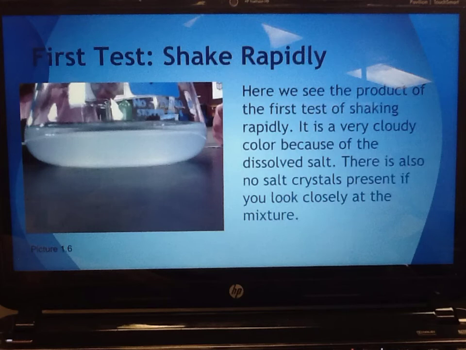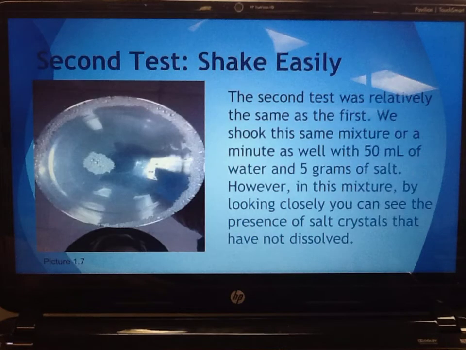Okay, so our first test was where we shook rapidly. Here we see the product of the first test in the picture to the left, 1.6. It is a very cloudy color because of the dissolved salt. If you look very closely, you can see that there are also no salt crystals present, which means that shaking rapidly worked well.